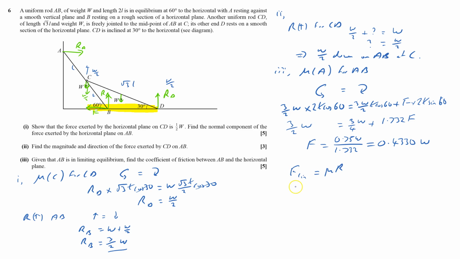So I know what F is, I know what R is, and so I've got limiting friction equals mu R, and so mu equals F over R. Friction is 0.4330 W divided by R, which is 1.5 W, and that gives me that mu equals 0.288675. You could have used sine 60 being root 3 over 2 and so on, but decimals are fine, unless it says exact values. And that's question 6 done.